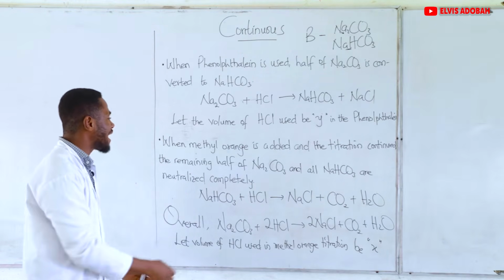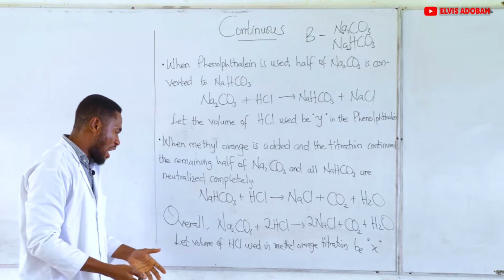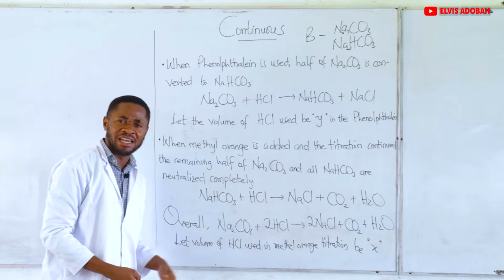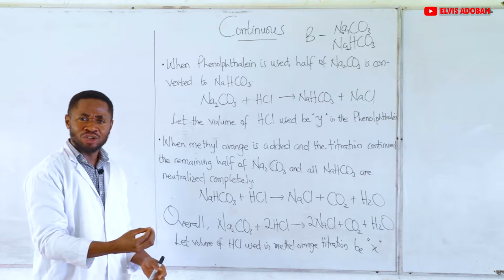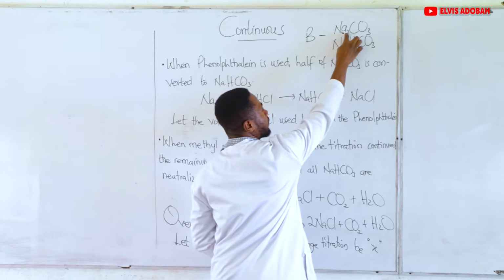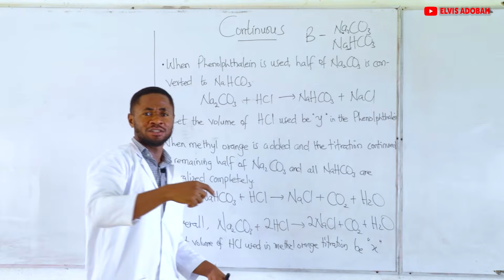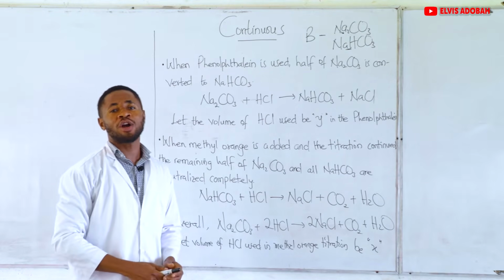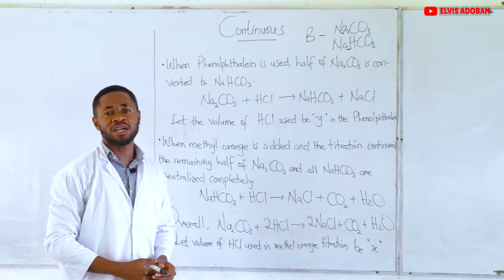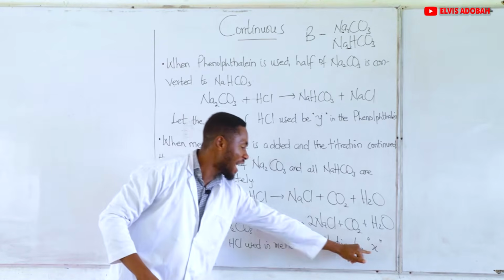So let's say that when we added the methyl orange, the volume of HCl that was needed to convert the remaining half of sodium carbonate and all the sodium bicarbonate to sodium chloride, carbon dioxide, and water. Let's make that one X.